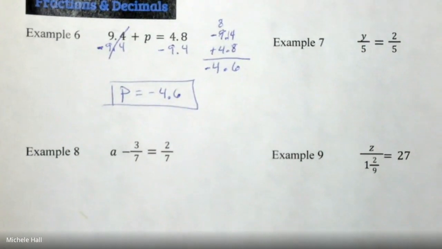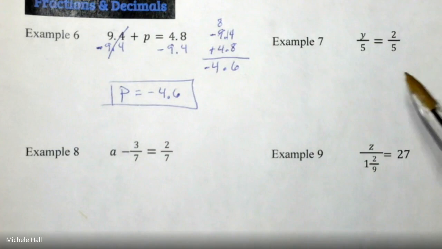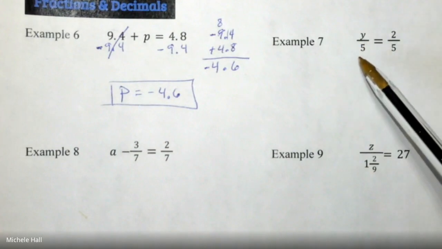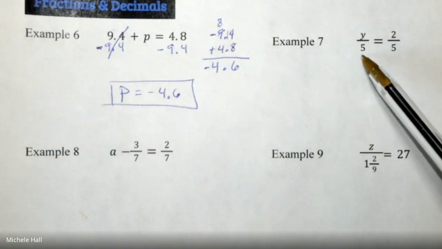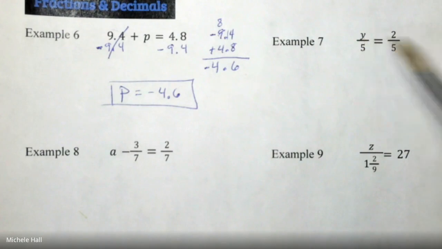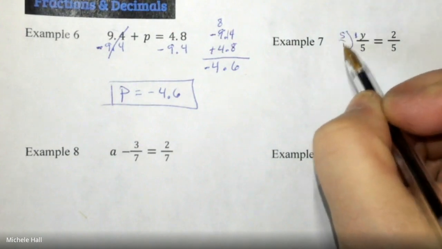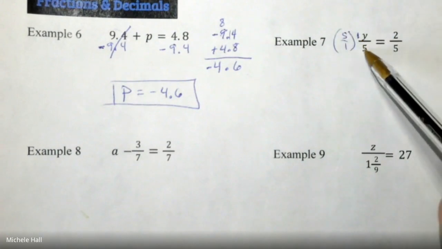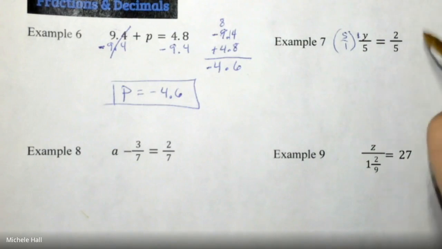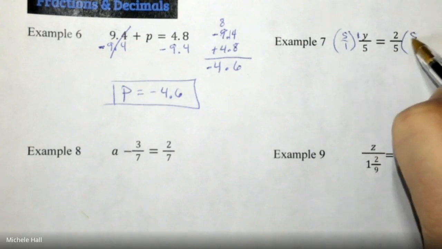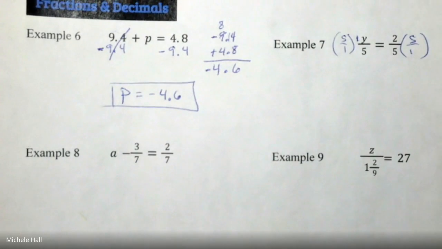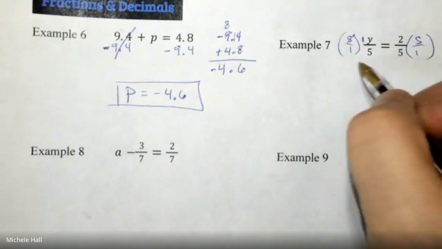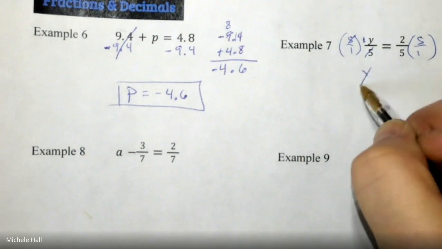Example 7, I see that my variable y is here on the left, and I can still use the reciprocal here. What's the number that's in front of y? It's understood to have a 1. And the reciprocal of 1/5, I would just flip it, 5 over 1. The goal here is to get y by itself. My 5s are going to cancel, leaving a positive 1y. Whatever I do to one side of the equation, I've got to do the same thing to the other side of the equation. Our 5s cancel, numerator to denominator, leaving a 1y.